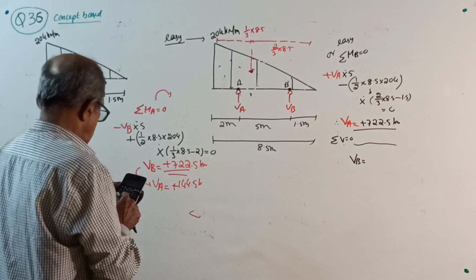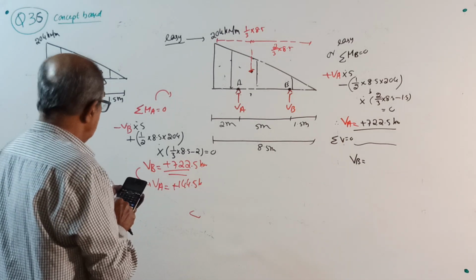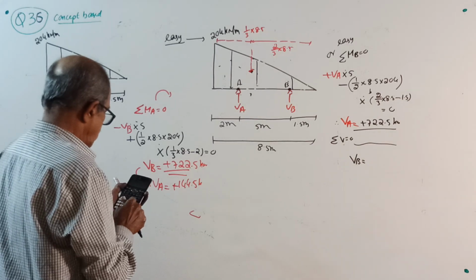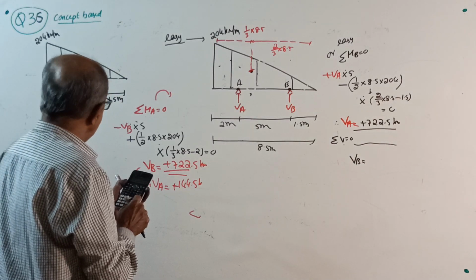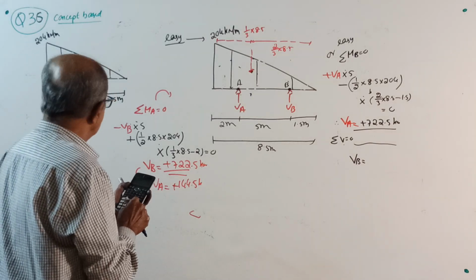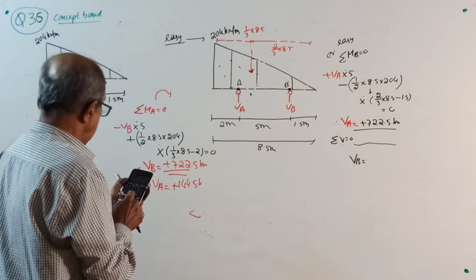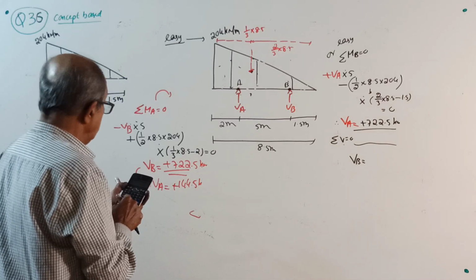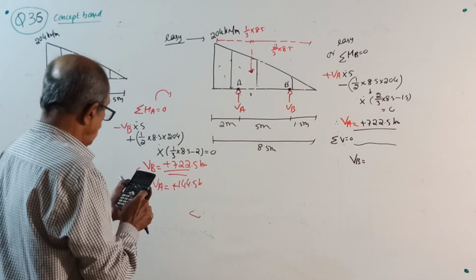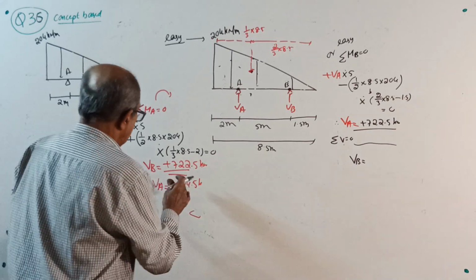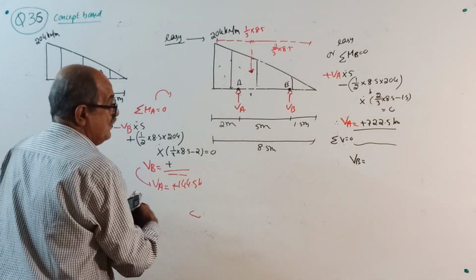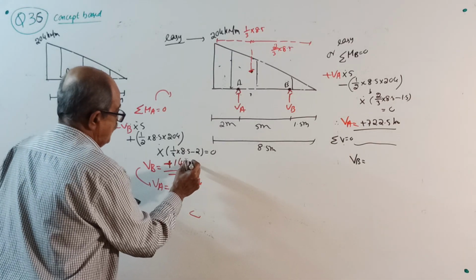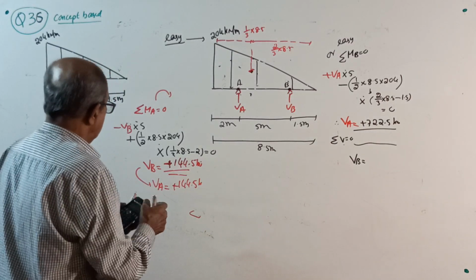Half into 8.5 into 204 into bracket 1 by 3 of 8.5 minus 2 divided by 5. Oh, I did not divide by 5. Half into 8.5 into 204 into bracket 1 by 3 of 8.5 minus 2, oh, this, I forgot to divide by 5. 144.5 is VB, because I know that VA should come more. 144.5 kilonewton and VA will come.